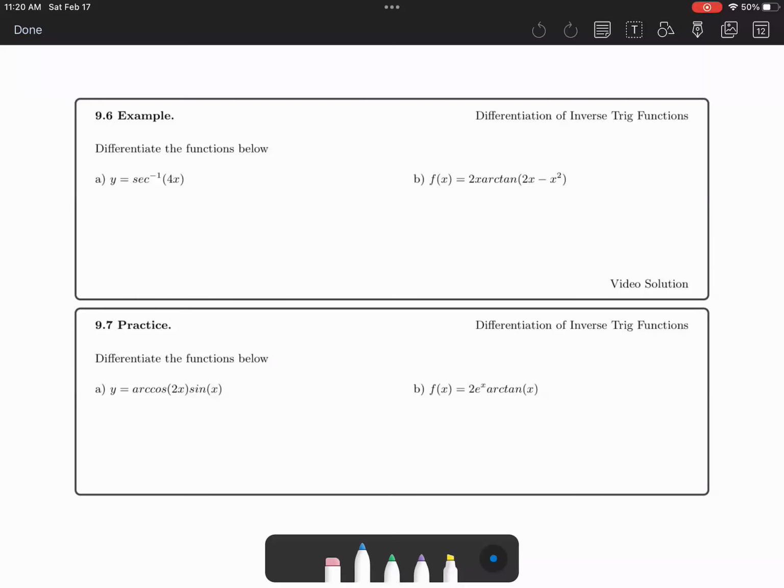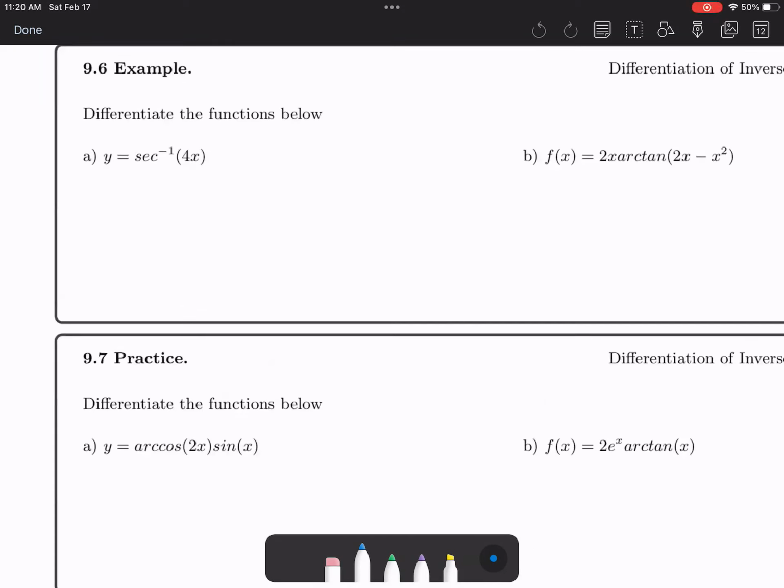Example 9.6 is going to see us find the derivatives of a few inverse trigonometric functions. So here I have just two different ways of representing trigonometric function inverses, either the classical way where I have f inverse, or for trig functions, you can put an arc in front of it, so arctangent. But same notation, I'm going to find derivatives involving the arcsecant function and the arctangent function. Let's start with A.